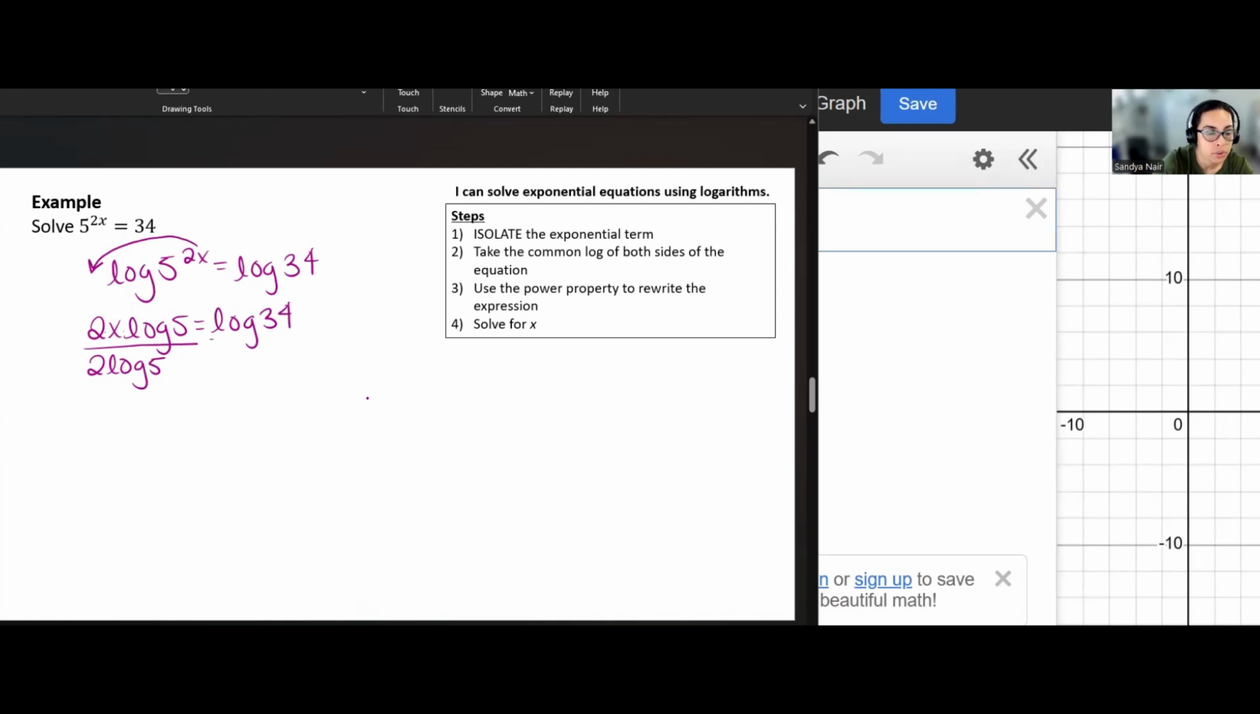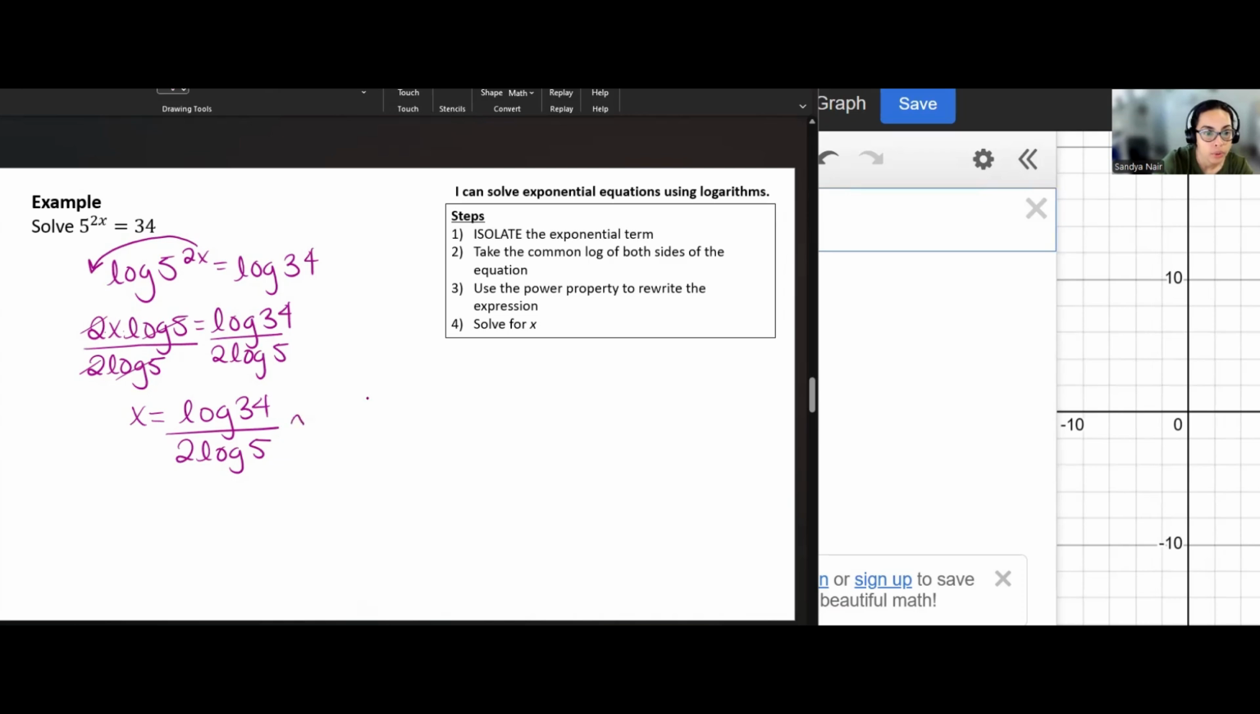So if I just go ahead and divide both sides by 2 log 5, that's going to allow me to isolate x, right? I'm just getting rid of everything that x is being multiplied by. So when I do that, you see here these 2's cancel, the log 5 cancels, so I've now solved my equation for x. So I have x equals log of 34 divided by 2 log 5.